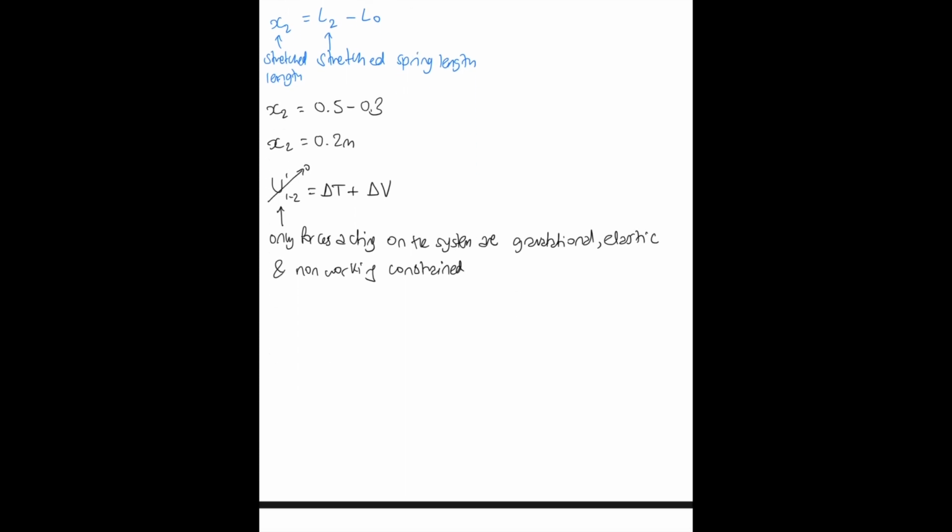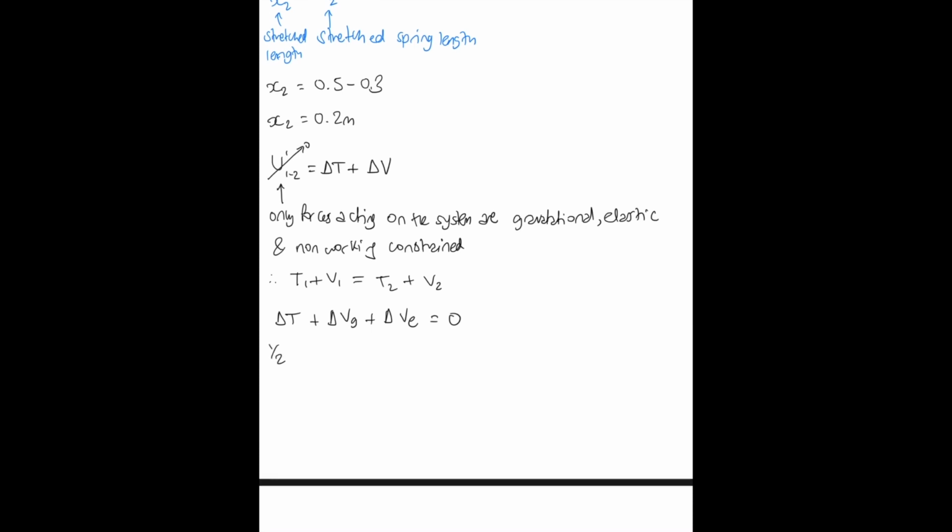The only forces acting on the system are gravitational, elastic, and non-working constraints. Therefore, we know that T1 plus V1 is equal to T2 plus V2. Or, in other words, delta T plus delta Vg plus delta Ve is going to be equal to 0.